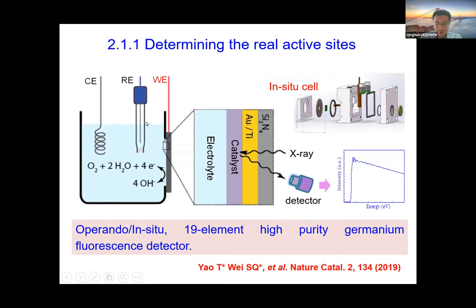This is the schematic of our in situ XAFS setup. This is the in situ cell. It is a 3-electrode system. A 19-element high purity germanium fluorescence detector was used to detect the fluorescence.